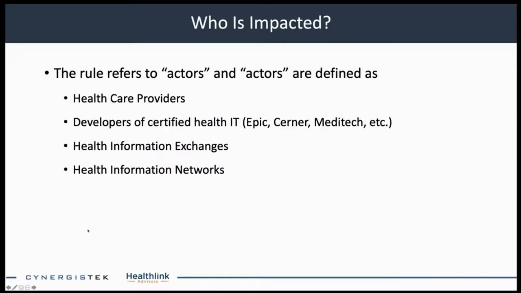Right. So the ONC rule refers to actors. Well, who are the actors? It's used throughout the entire rule, both for the CMS and the ONC rules. The actors refers to healthcare provider organizations, developers of certified health IT. So these are your EMR vendors, health information exchanges, and health information networks. Now, to really align things, they've defined health information exchanges and health information networks synonymously throughout the rule. So they're used interchangeably throughout the process.